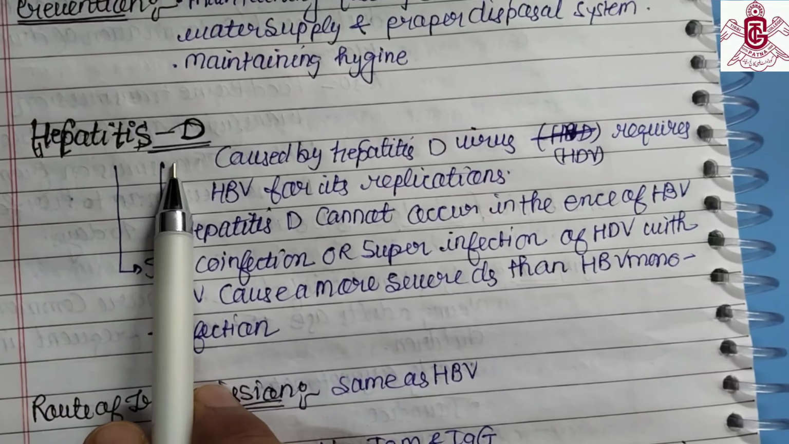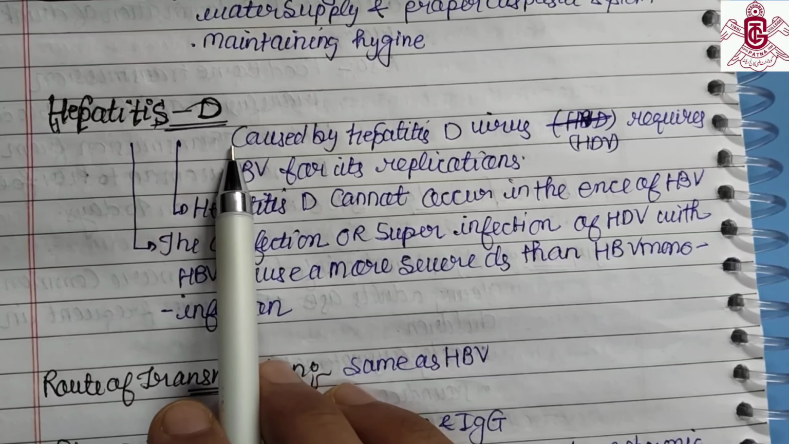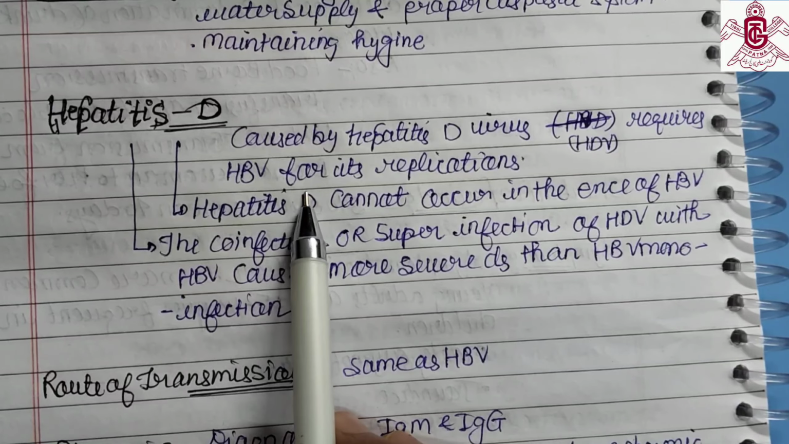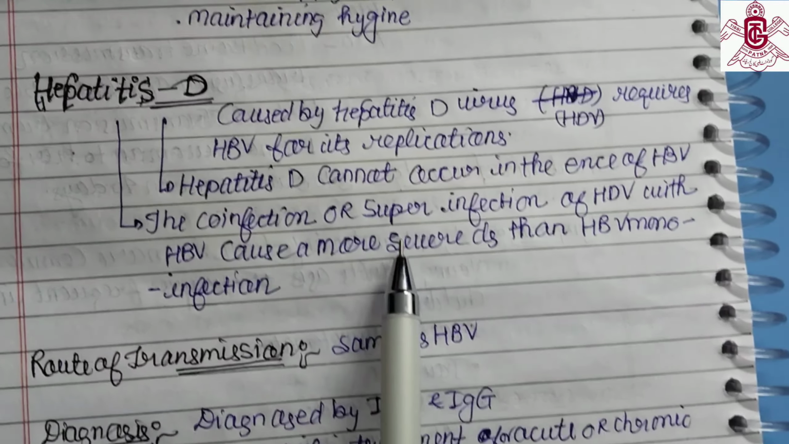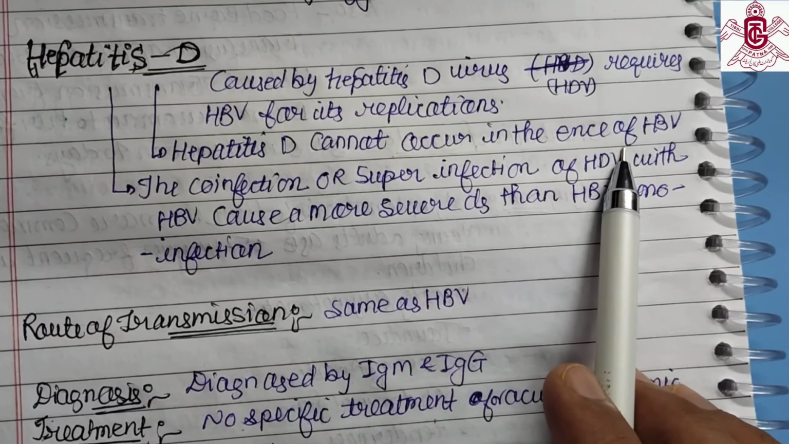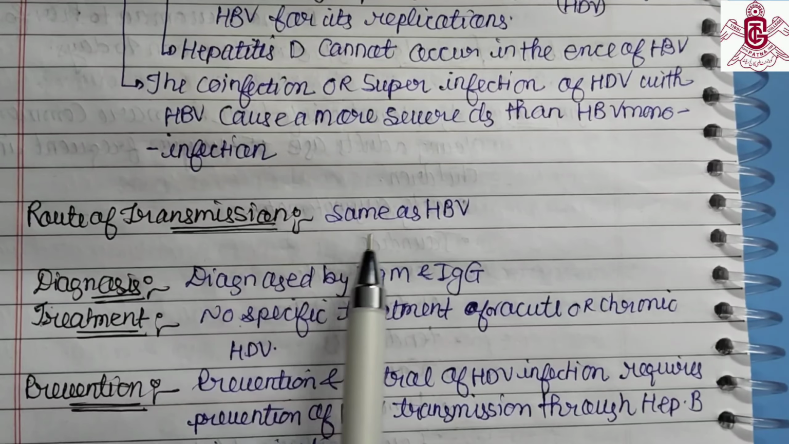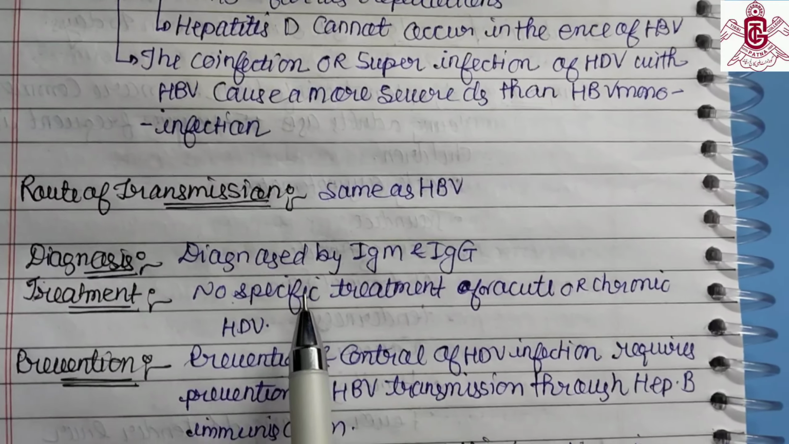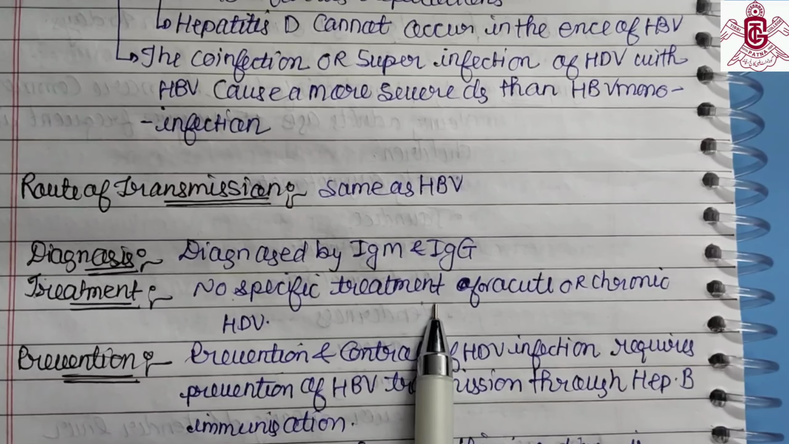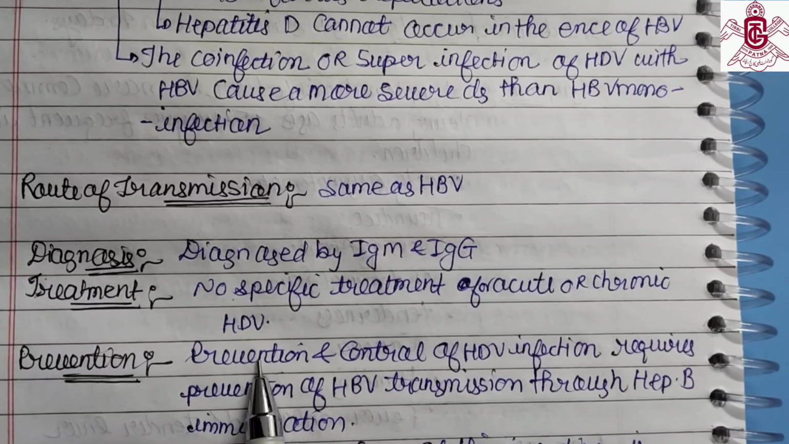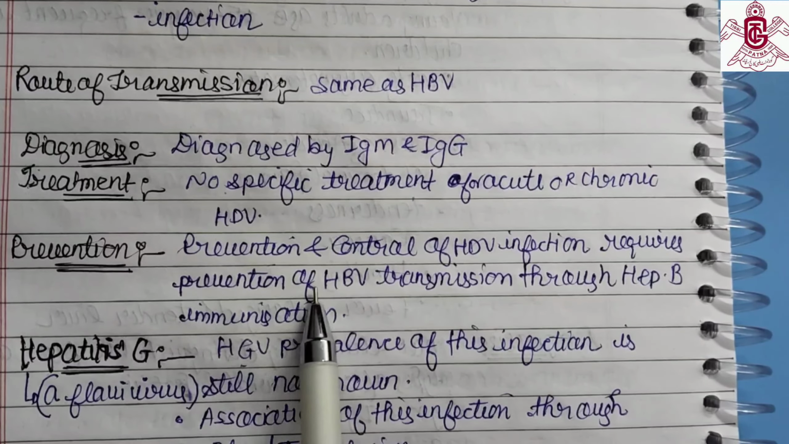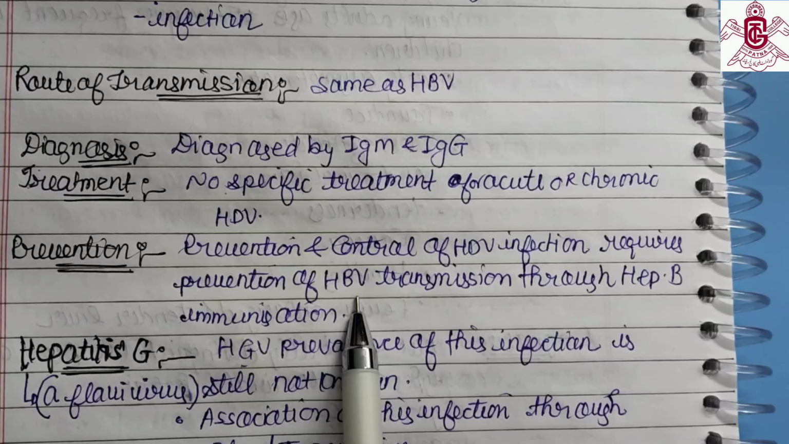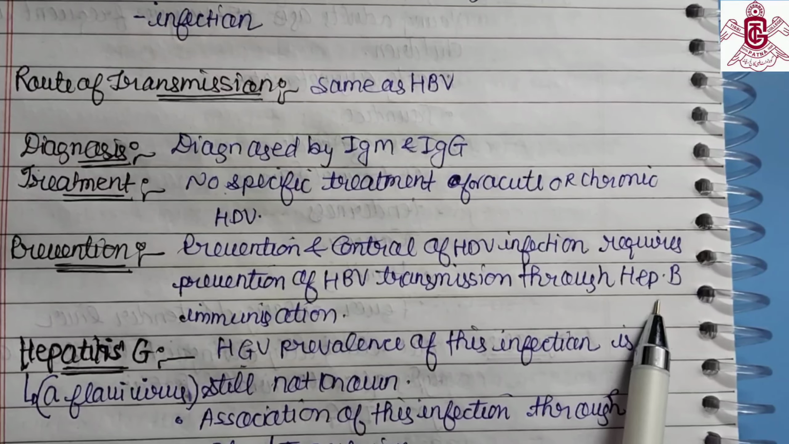Hepatitis D is caused by the hepatitis D virus, which requires the hepatitis B virus for its replication. Hepatitis D cannot occur in the absence of hepatitis B. The routes of transmission are the same as for the hepatitis B virus. Diagnosis is by IgG. Treatment: there is no specific treatment for acute or chronic hepatitis D virus infection. Prevention and control of hepatitis D infection requires prevention of hepatitis B virus transmission, through hepatitis B immunoglobulins.